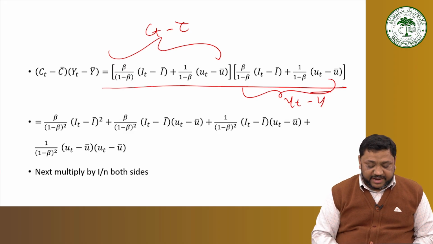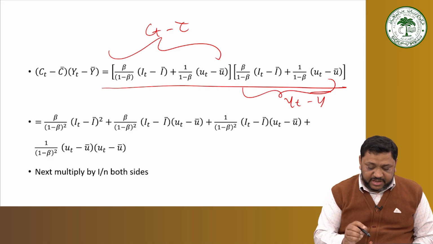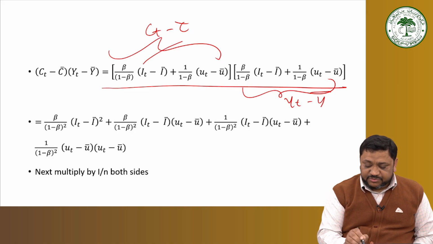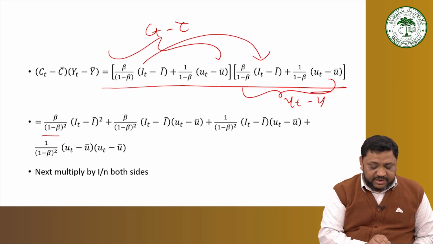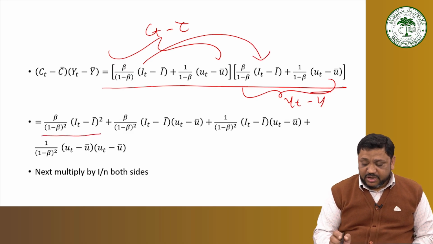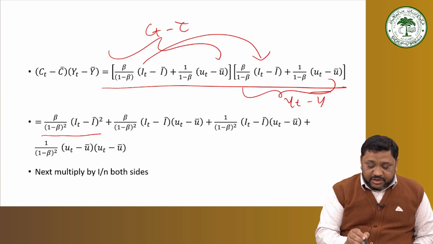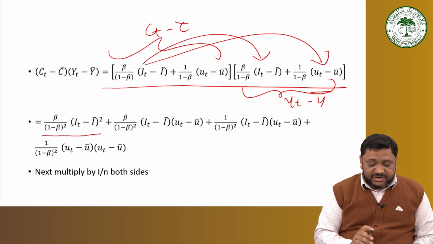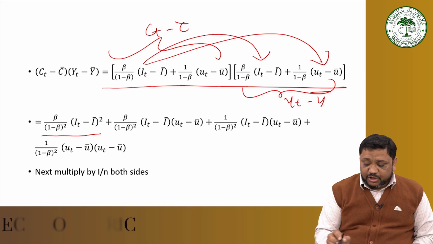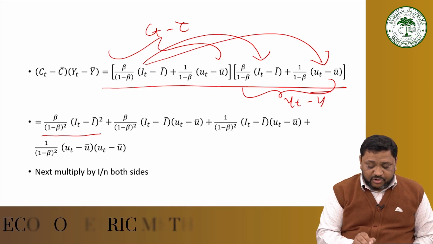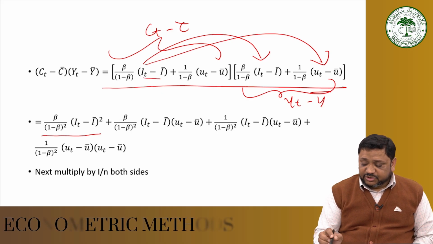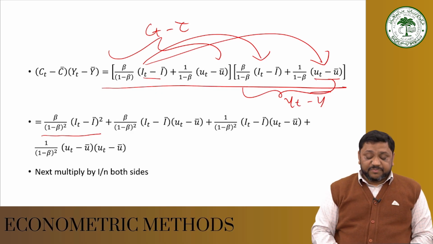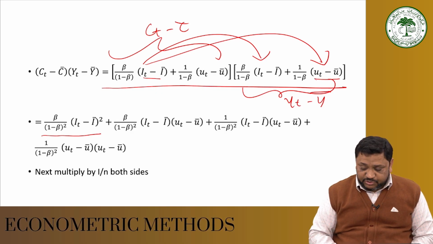Now we open the bracket, we cross multiply first beta over (1 minus beta) with this, so we get beta over (1 minus beta) square times (it minus i bar) square. Then we multiply this term with the second term, that is beta over (1 minus beta) and here it is also 1 over (1 minus beta), so beta over (1 minus beta) square multiplied by (it minus i bar) multiplied by (ut minus u bar).